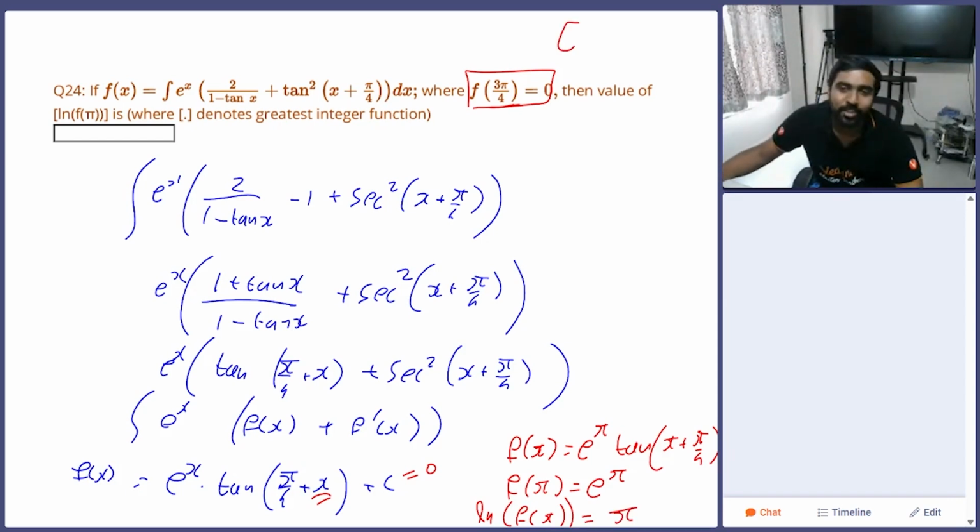What is the greatest integer function of pi? Pi is 3.14, so the greatest integer function is 3. Therefore, 3 will be the answer for this question.